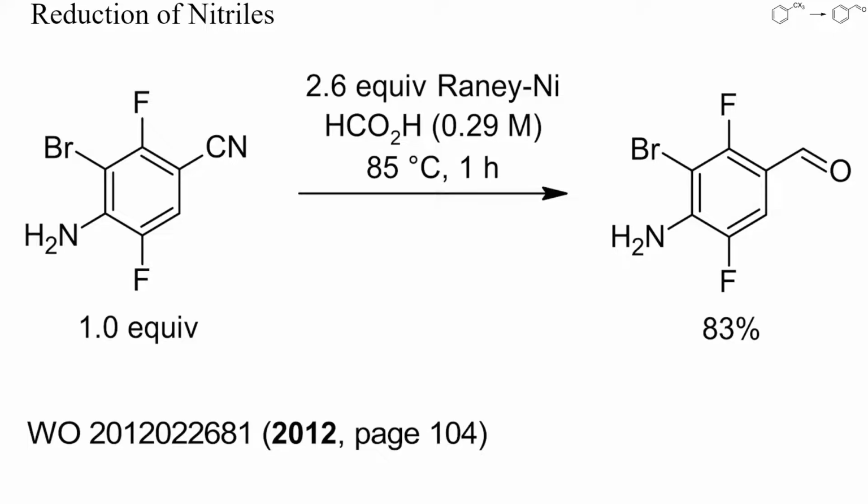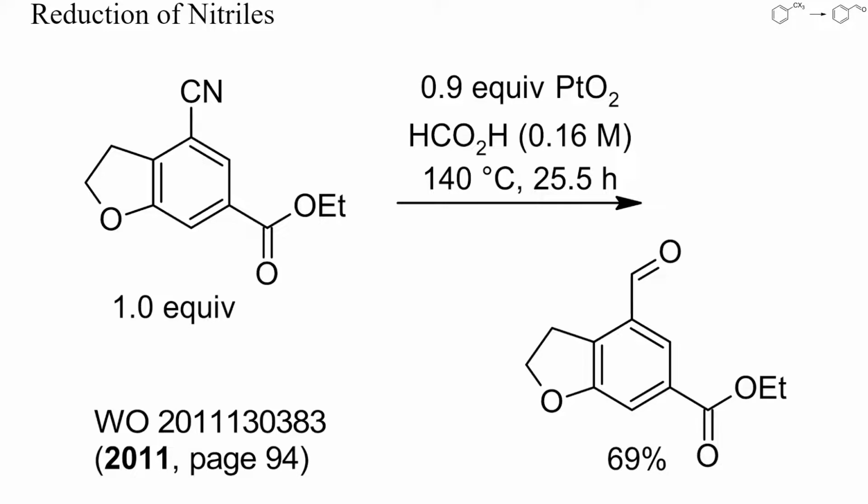Despite the huge excess of catalyst, no debromination or deformylation occurred. Formic acid will also reduce nitriles with platinum oxide as catalyst, as shown here. No reduction of the ester occurred. It is not clear if the large amounts of catalyst used in this and the previous example were really necessary.